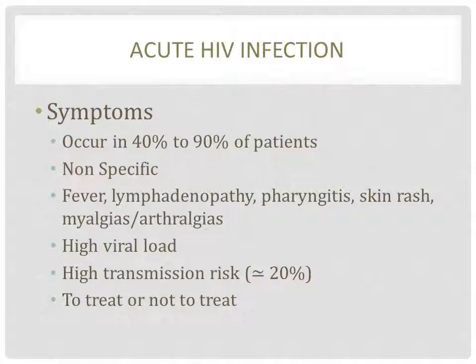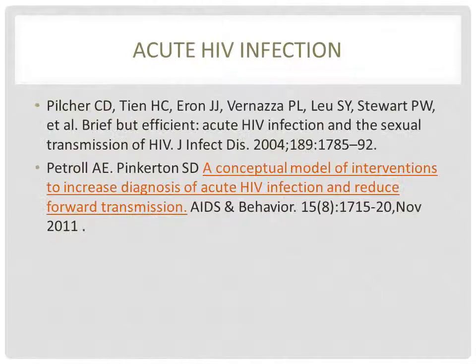Those 2 to 4 weeks where you have that high peak viremia. In fact, it is said that about 20% of HIV infection occurs in that period. So if we are able to target that period, I think we'll be able to reduce a lot of our transmission. So let's think about it.